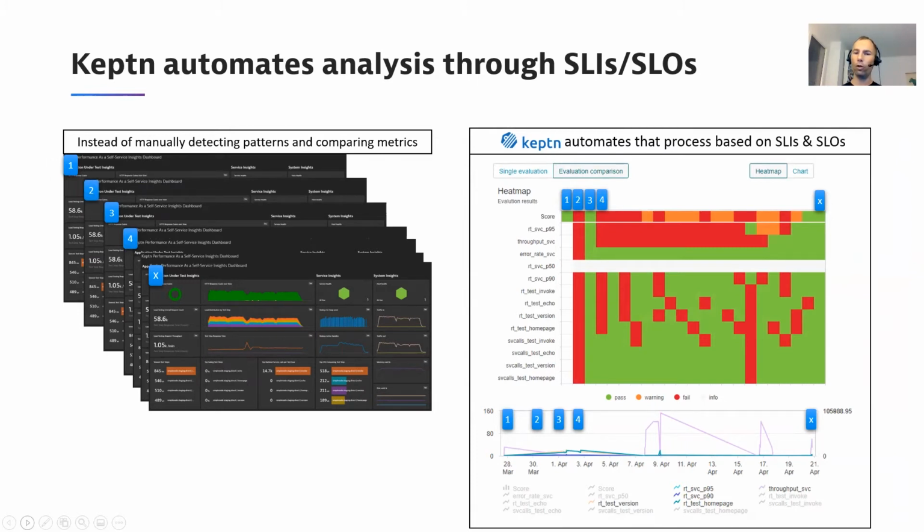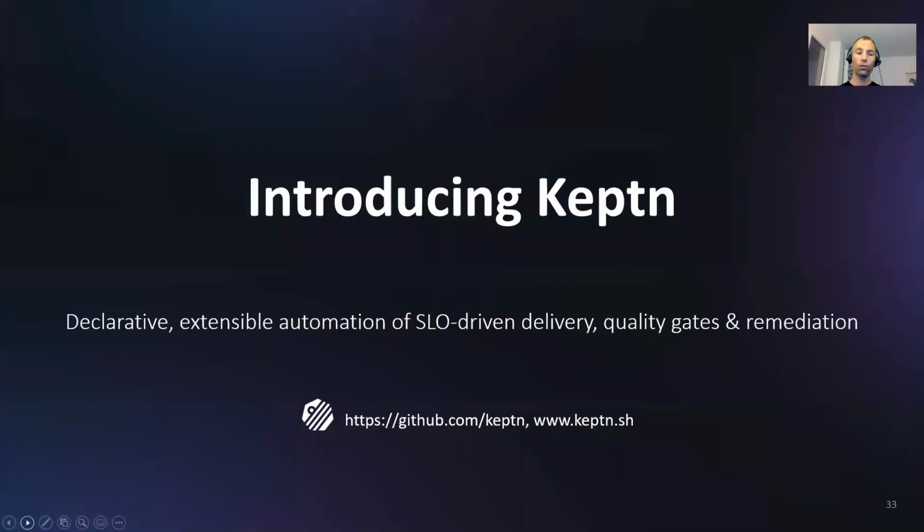And Keptn automates all of that, and we are using SLIs and SLOs, service level indicators and service level objectives, as the core concept on how you define which metrics and the objectives. And because it's fully automated, and Keptn also provides an API to trigger this and to get the results through an API, you can easily integrate this in your testing, delivery, and also auto remediation. So let me quickly introduce you to Keptn.